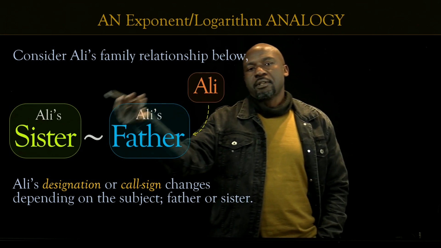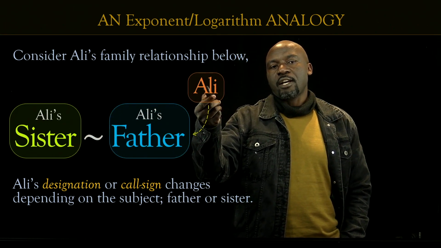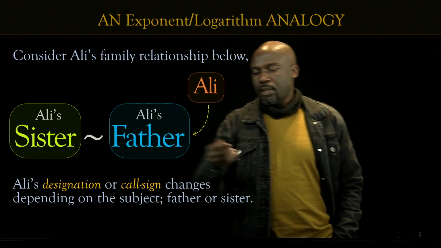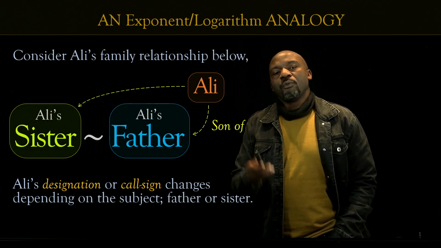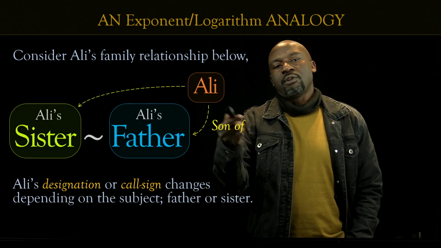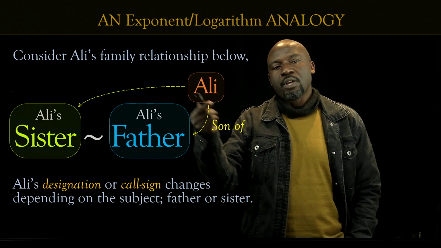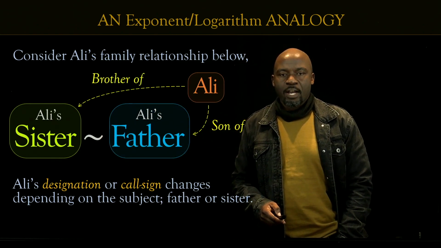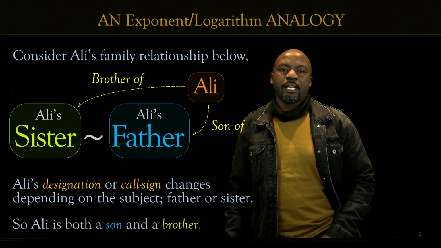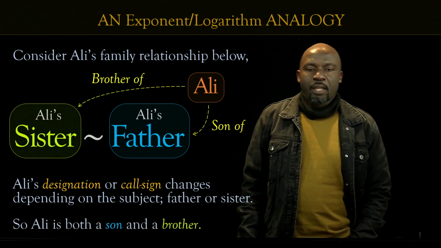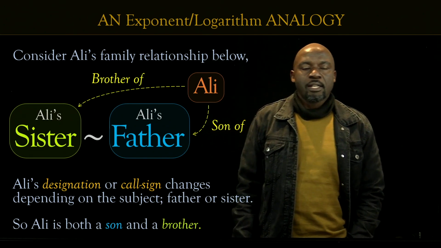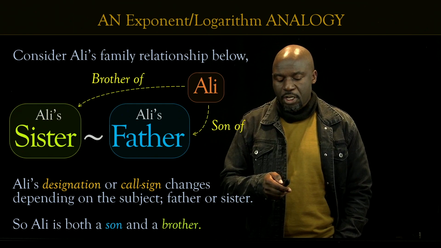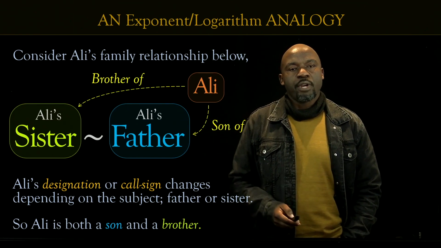But when we refer to the sister, Ali cannot be a son. So we would say Ali is the brother of his sister. Okay? So when we are talking about the father, we will refer to Ali as a son. But when we are talking about the sister, we will refer to Ali as a brother. So clearly Ali can be referred to as a son or as a brother. His name, or his designation, changes depending on who we are referring to.